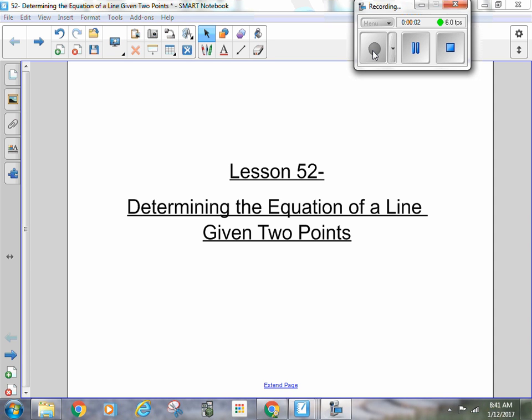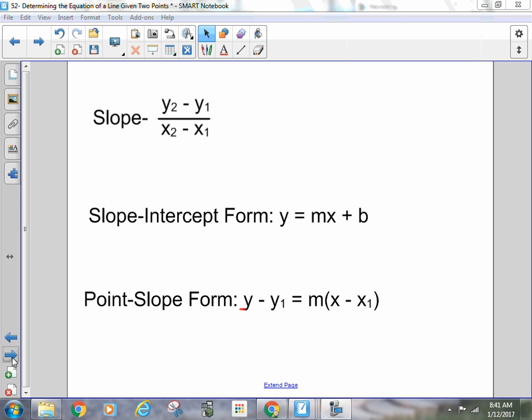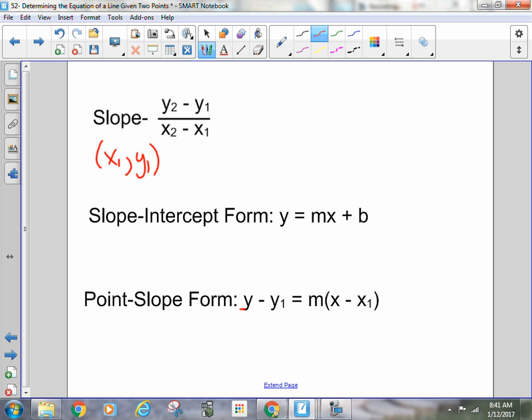Lesson 52 is on determining the equation of a line given 2 points. So let's refresh ourselves on some important information. Slope, to find slope, it's y2 minus y1 over x2 minus x1. Remember that comes from the points x1, y1 and x2, y2.